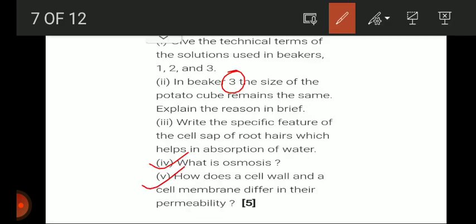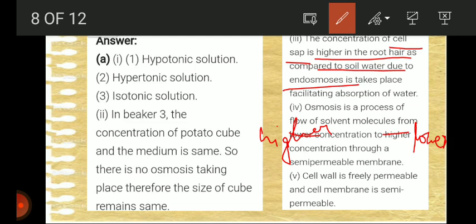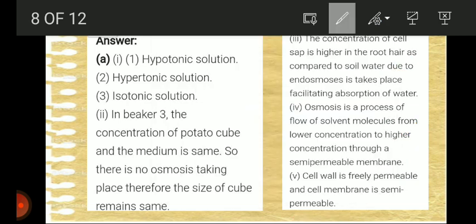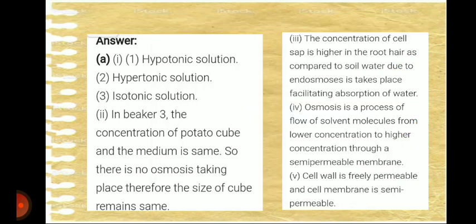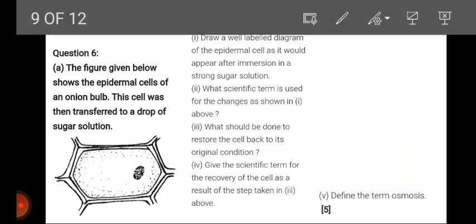And fifth question is, how does a cell wall and a cell membrane differ in their permeability? Right? So basically, it's a difference. Cell wall is freely permeable. It will allow every molecule to go inside or come outside of the cell. But cell membrane is semi-permeable. It will selectively permit. Clear? I hope this question is also clear to you all. Now the next question.